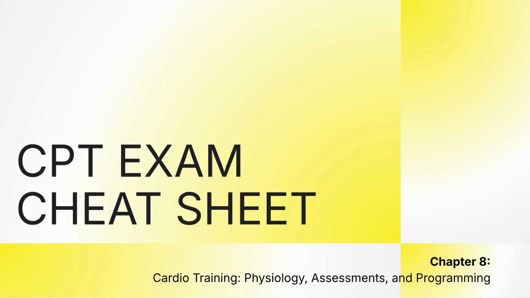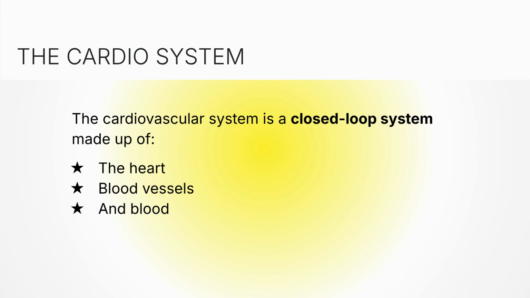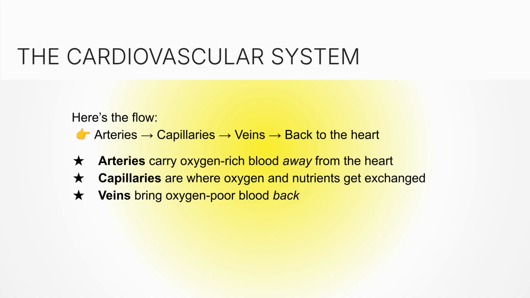Let's get into it. Starting with the basics, it's important to understand that the cardiovascular system is a closed-loop system made up of the heart, blood vessels, and blood. It's important to understand how this system works together. First, arteries are carrying oxygen-rich blood away from the heart. Capillaries are where oxygen and nutrients get exchanged, and then veins bring the oxygen-poor blood back.